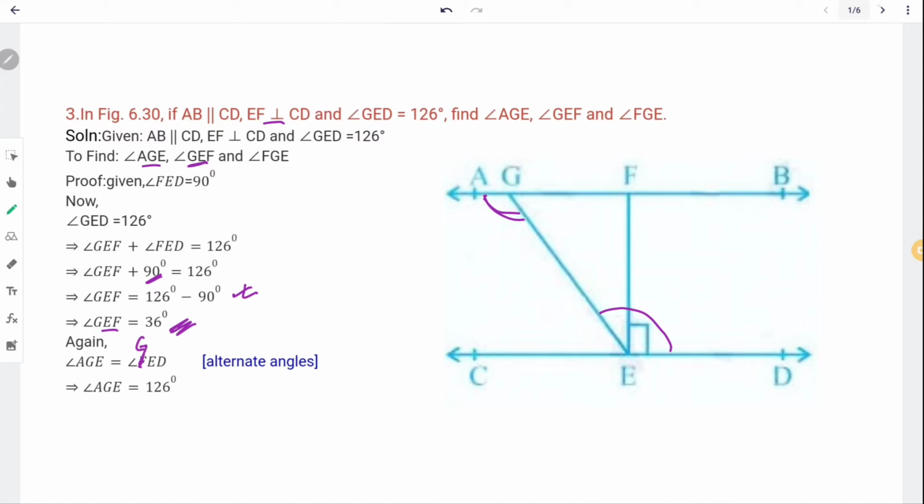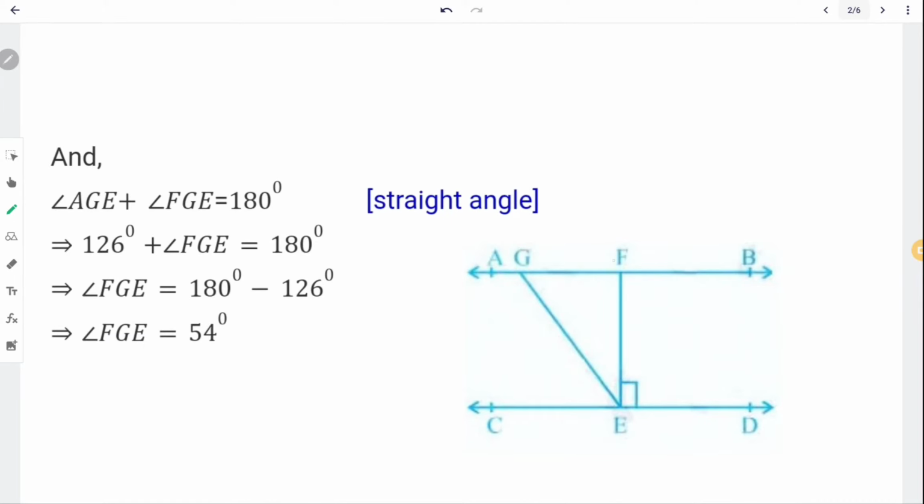Now we have one more to find, that is FGE. When you look at FGE, this is the angle that we're supposed to find, right? But can we say that when you look here, it becomes a straight angle? So if we add AGE plus FGE, it should be equal to 180 degrees, and we already know AGE is 126 degrees. Then FGE. So next, send this 126 degrees to the right hand side, it will become minus. Subtract these two, and then we're going to get FGE to be equal to 54 degrees.